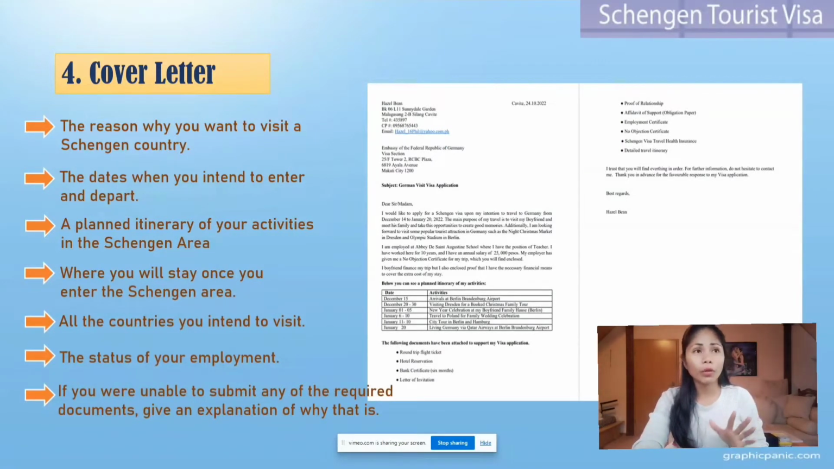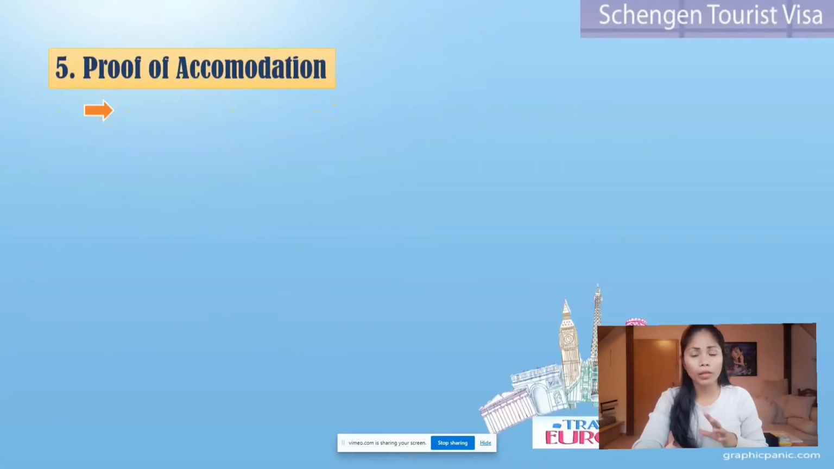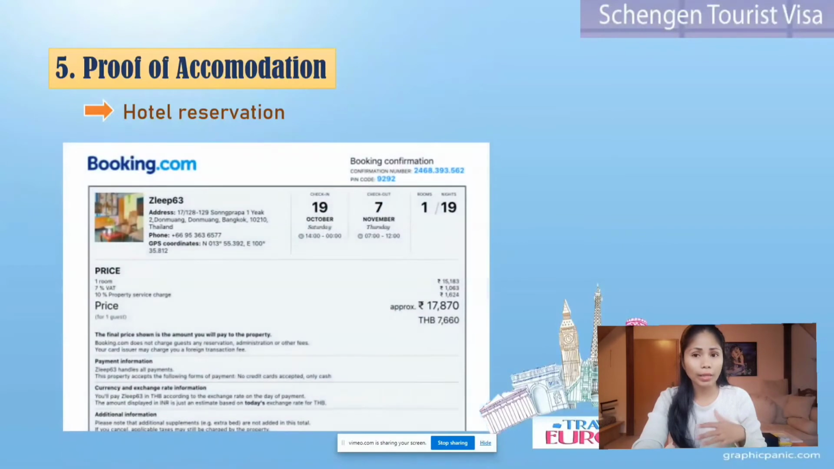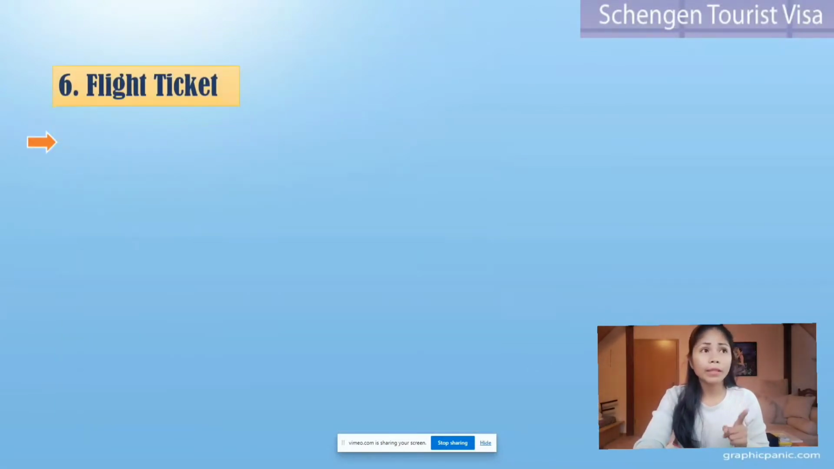And number 5 requirements is proof of accommodation. Of course, you are a tourist and understandable na mamamasyal ka in different places. So, it should be important that you have your hotel reservation. So, sometimes you are just reserved, hindi ka pa nagbabayad, but you need to provide at least 1 or 2 booking reservation.